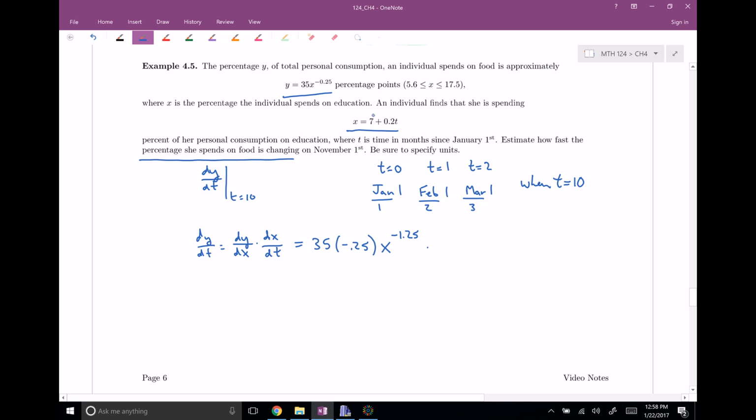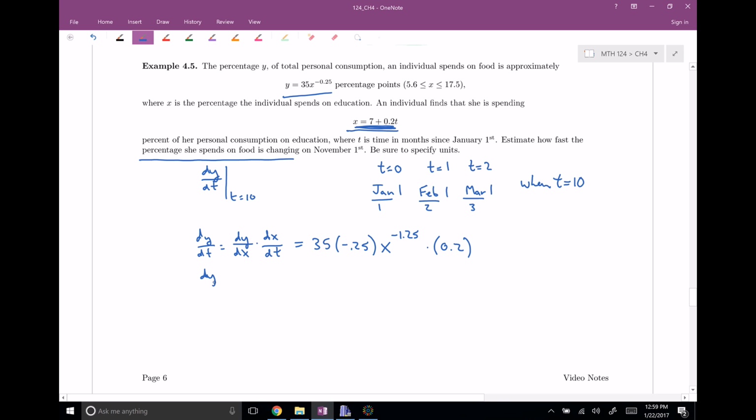So here's my x function. It has t's in it. I can take the derivative with respect to t. In fact, this is linear, so I know that the derivative is just going to be 0.2. Okay. Now, just as before, I want to plug in a 10 everywhere I see a t, but I don't see any t's here, right? So I want to substitute everywhere I see an x, I'm going to put the 7 plus 0.2t.